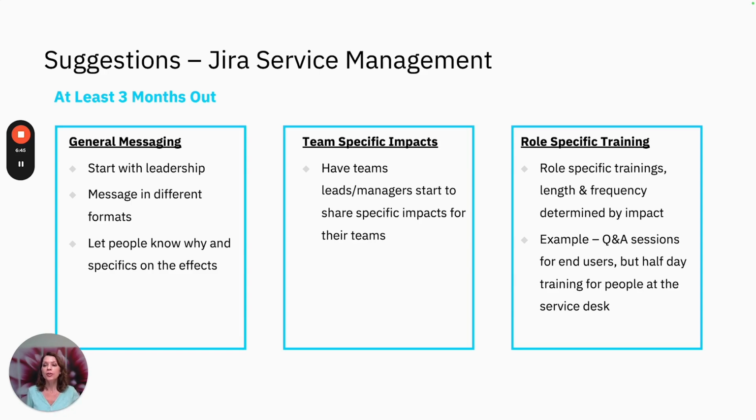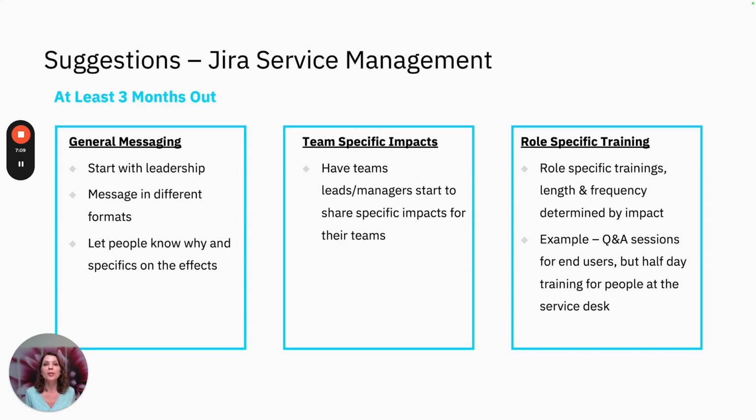So we want to make sure that we're hitting as many different messaging formats as possible. Let people know why and the specifics of the effect. We're moving from ServiceNow to Jira Service Management. It's going to save us money. It's going to be easier to use, but the effect is you are going to have to check your tickets, organize your work in a different system.